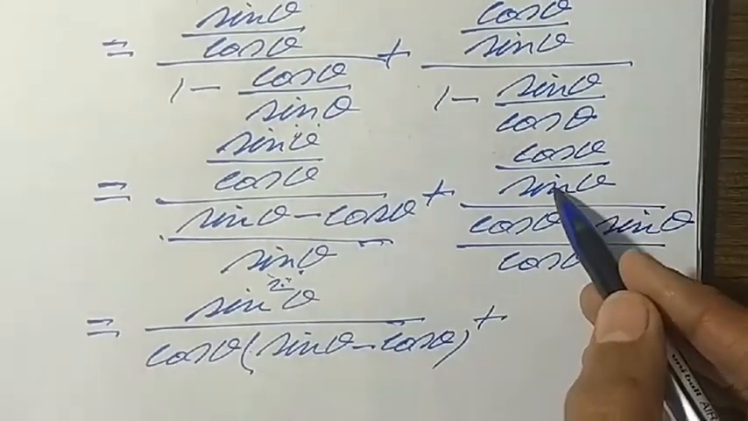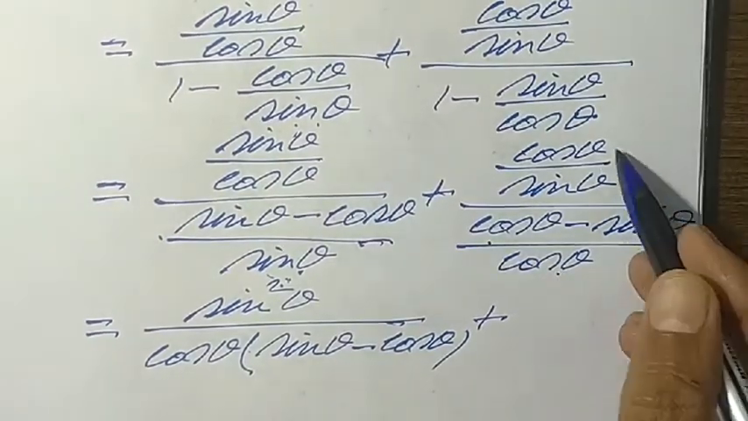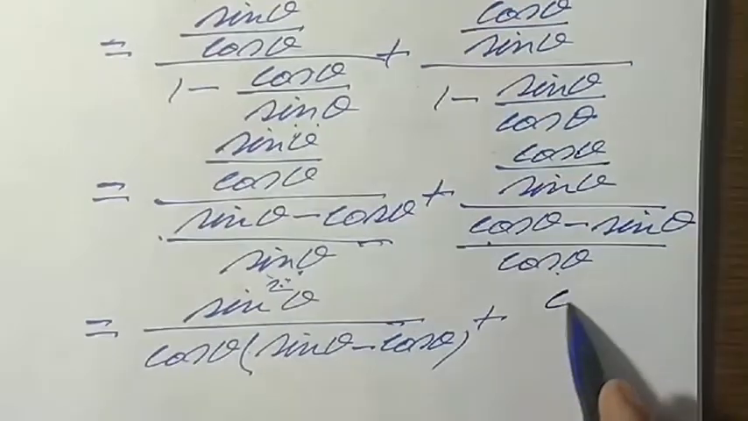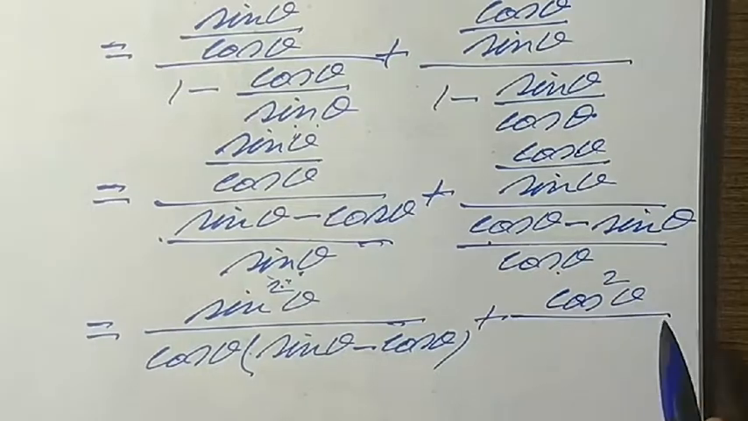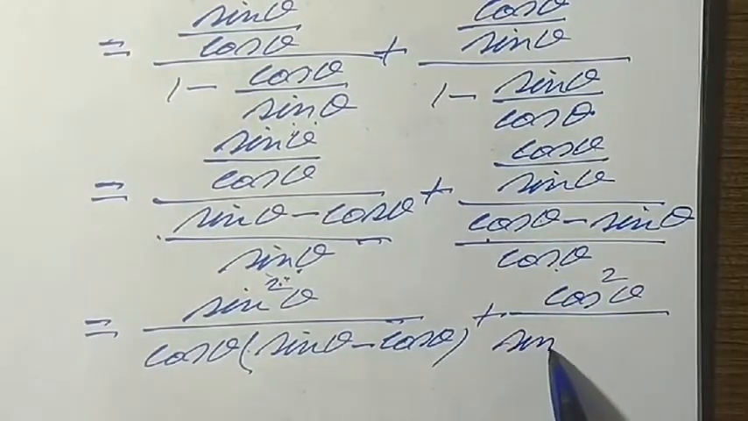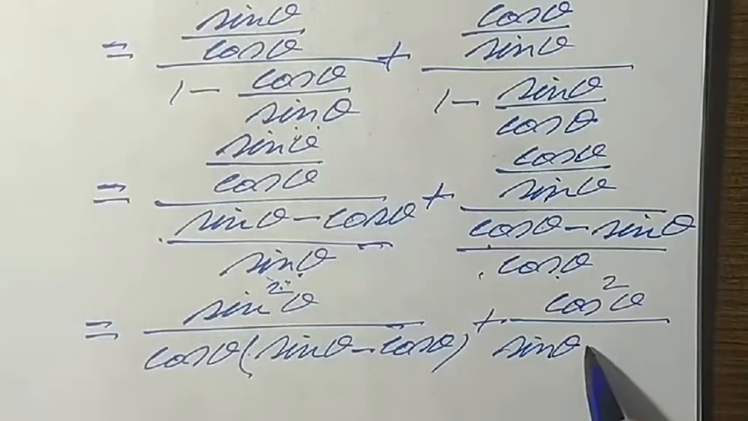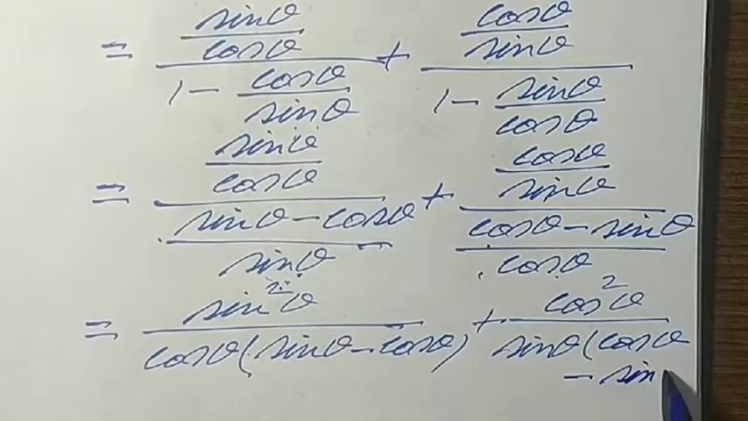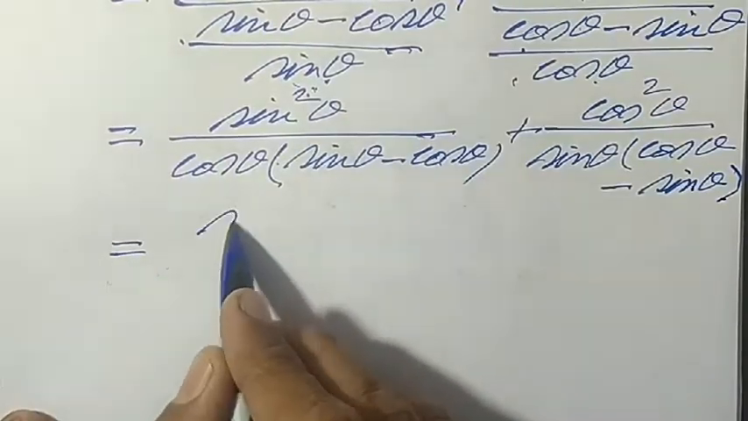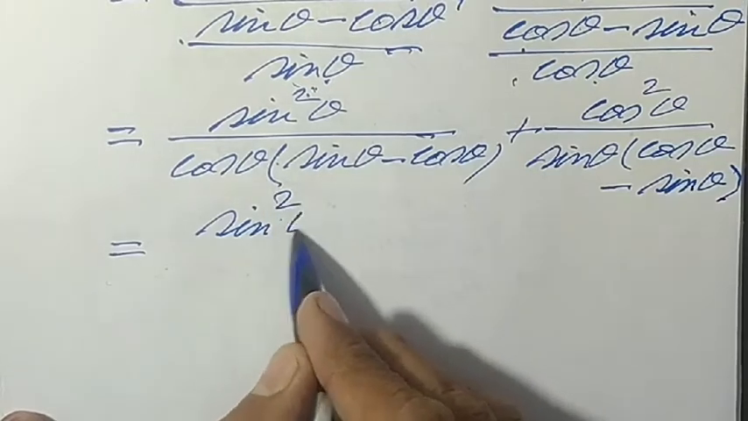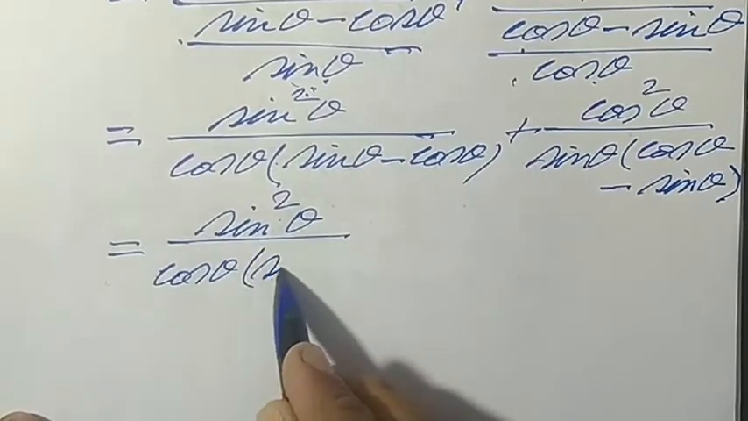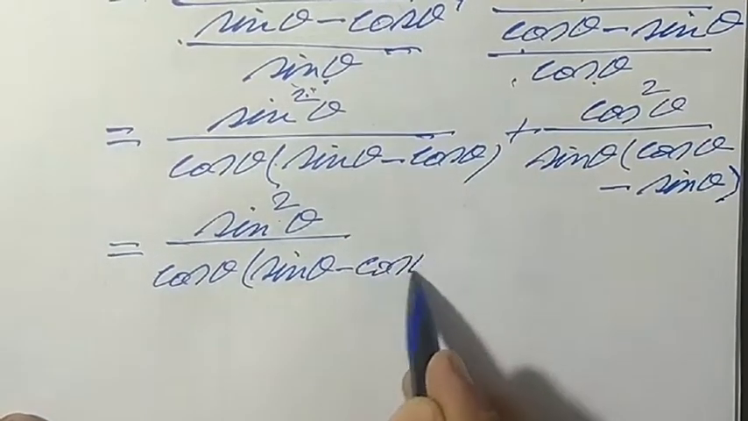Similarly, here sine theta goes in the main denominator and cos theta goes in the main numerator, multiplying cos theta. So here cos theta into cos theta becomes cos square theta upon, here in the denominator we get sine theta from here, and in the bracket cos theta minus sine theta. Now sine square theta as it is upon cos theta as it is, sine theta minus cos theta as it is. There is no change in this expression.